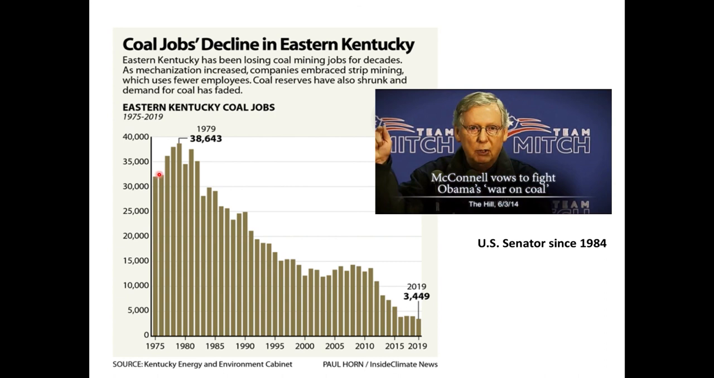Notice that we go from 75, 76, 77, 78, 79, 80. It was about 1983, 84 when the jobs started plummeting. If you actually look up Obama's biography, he couldn't have been responsible for these coal mining jobs because Barack Obama wasn't president. Who was president? Ronald Reagan, a Republican. Who was president after Ronald Reagan here? George Bush, a Republican.